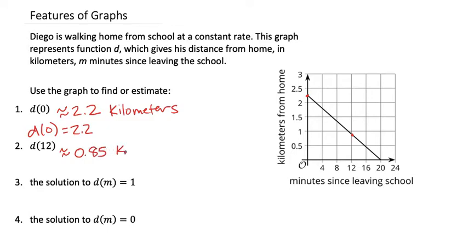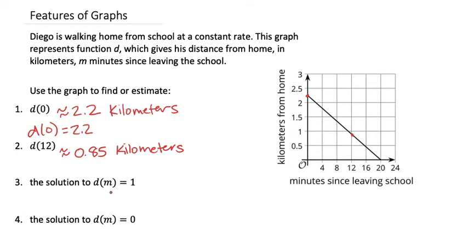Again, you could have slightly different answers here, and that's okay. As long as you have something a little bit less than 1, close to 1, but not 1, and closer to 1 than to 0.5. So about 0.85 kilometers.